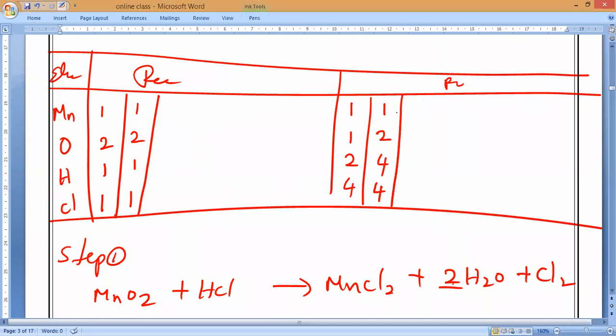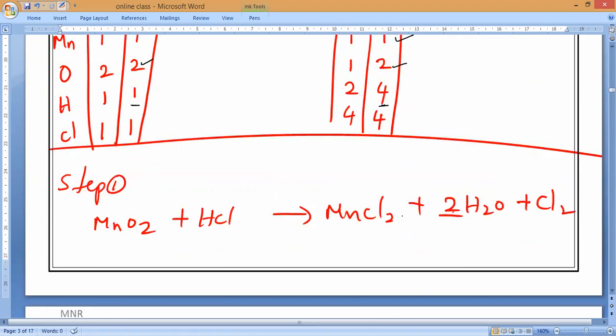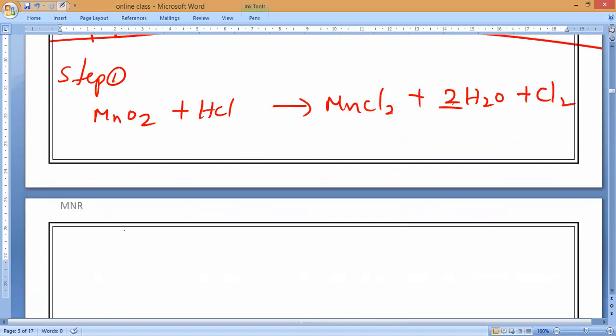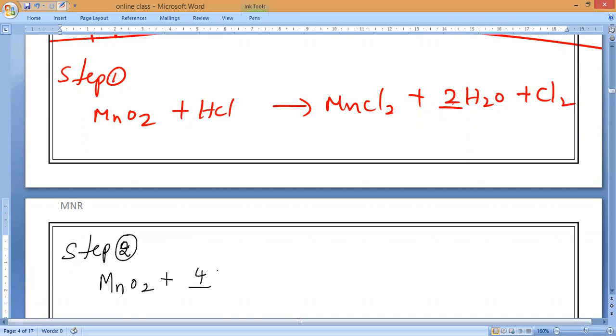So now manganese is 1. Oxygen is 2 and 2. Now hydrogen becomes imbalanced: here 1 and here 4. So what do I have to do, guys? I have to multiply hydrogen with 4. 4HCl. Now, which side, reactant side or product side? Reactant side. So MnO2 plus 4HCl will give you MnCl2 plus 2H2O plus Cl2.